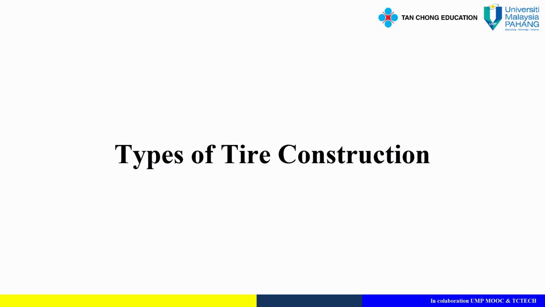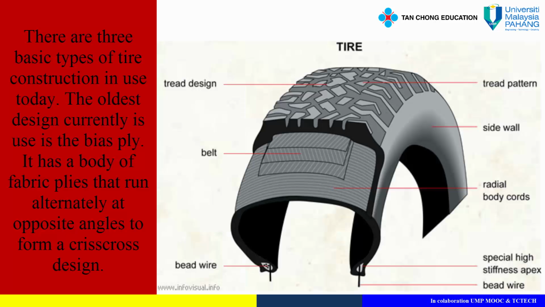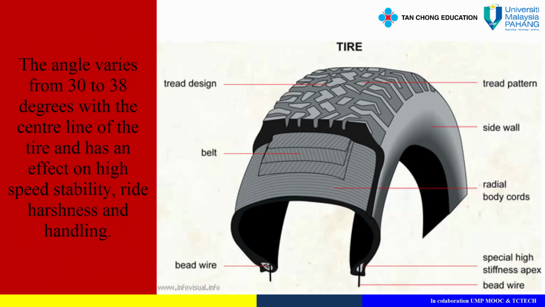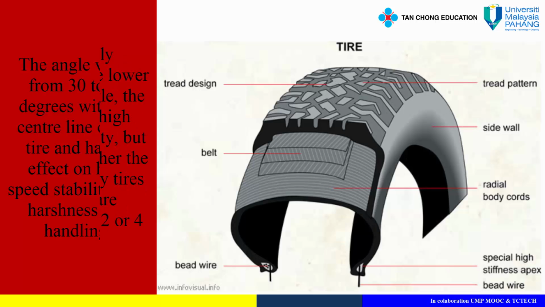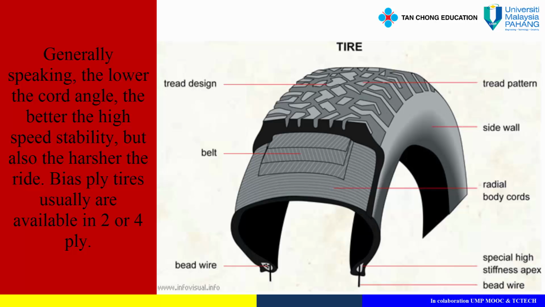Types of tire construction. There are three basic types of tire construction in use today. The oldest design currently in use is the bias ply. It has a body of fabric plies that run alternately at opposite angles to form a crisscross design. The angle varies from 30 to 38 degrees with the central line of the tire, and has an effect on high-speed stability, ride harshness, and handling. Generally speaking, the lower the chord angle, the better the high-speed stability, but also the harsher the ride.